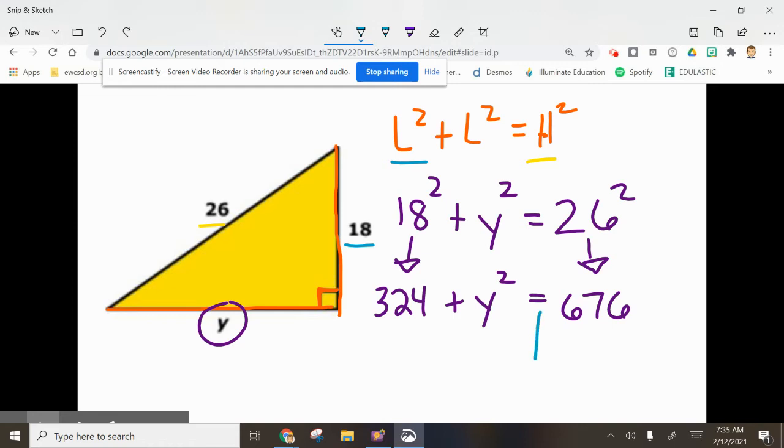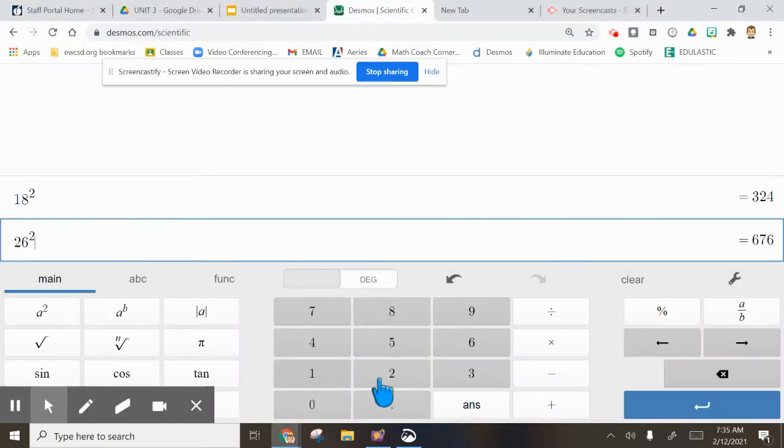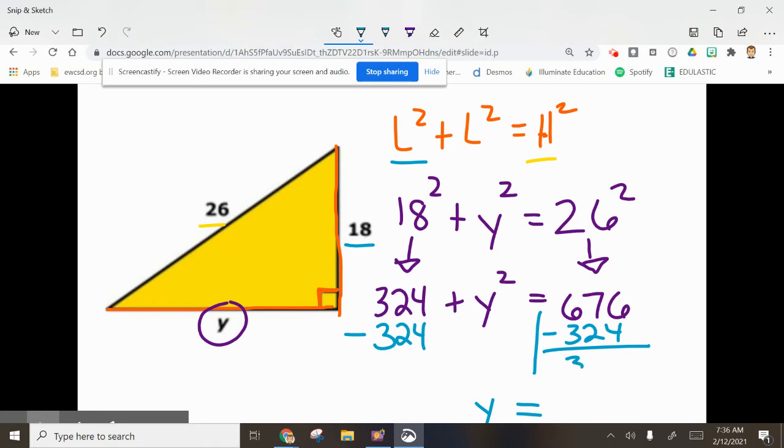So what do we have to do to solve this problem to eventually get y all alone? Don't we have to move something over? Shouldn't we get this out of here? Beat it. Don't you have to subtract with these kinds of problems? So we're going to do that with our calculator. 676 minus 324, and I get 352. Okay, great. I got 352 equals y squared.